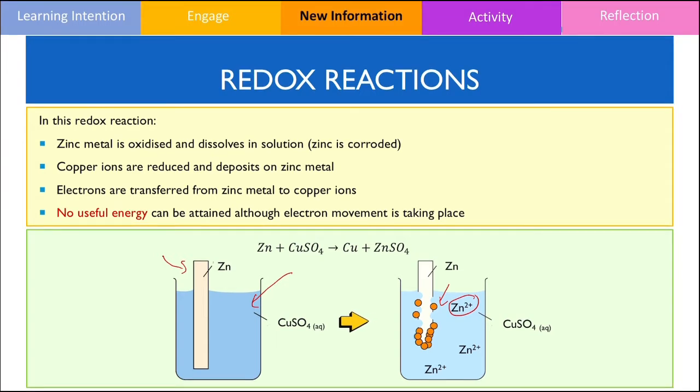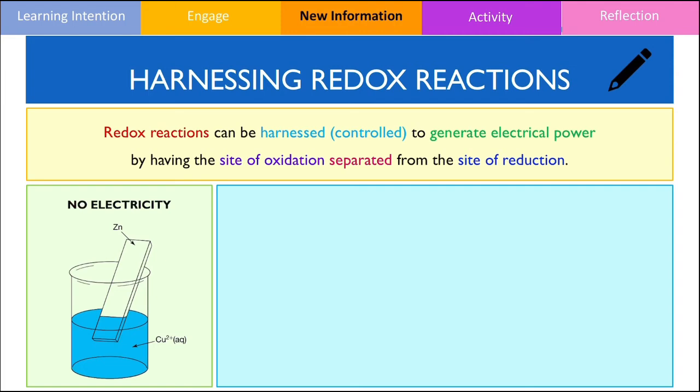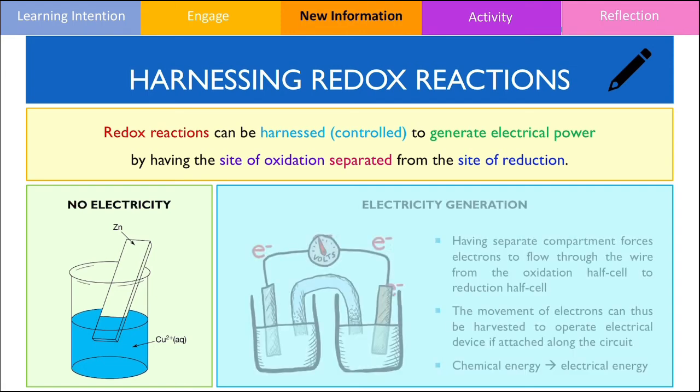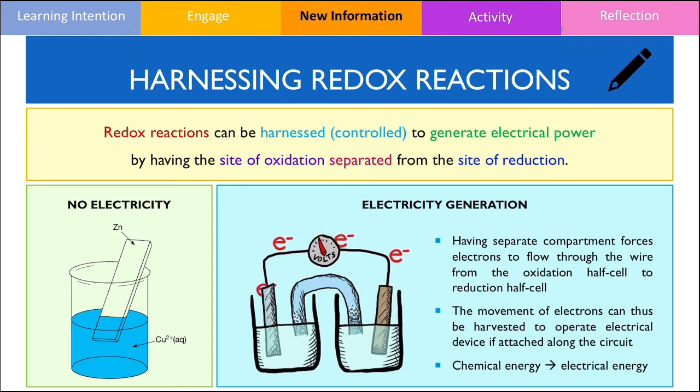electrons. In order to generate electrical energy, we need to provide a pathway for the electrons to travel such that it can therefore power up an electrical device. This can be achieved by separating the site of oxidation and reduction into two separate compartments or half cells such that the reactants are no longer in direct contact with one another. In doing so, this forces the electrons to flow through this piece of wire, which produces electricity, which can then power up an electrical device such as a lamp that is connected in this same circuit.